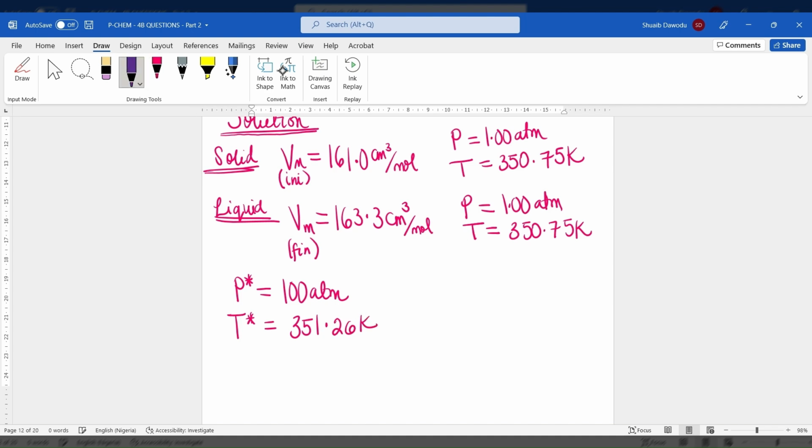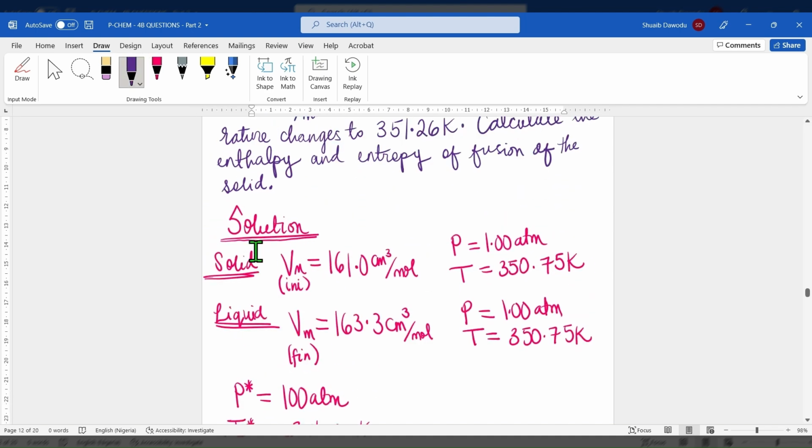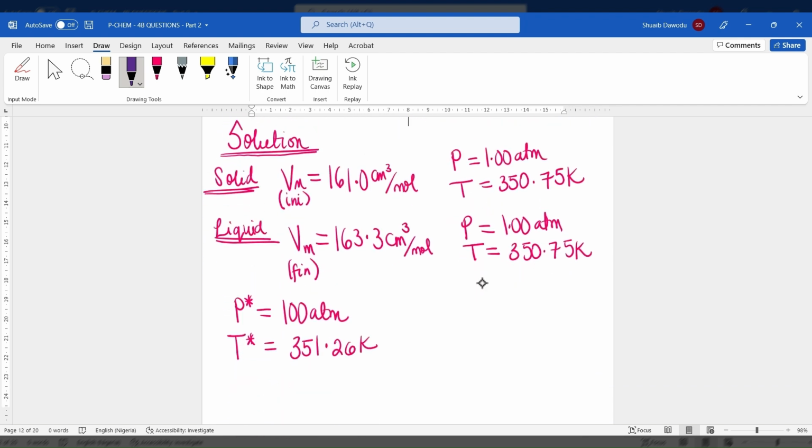Now we're asked to determine the enthalpy and entropy of fusion. So they want us to determine the change in enthalpy of fusion as well as the change in entropy of fusion. This is basically what we have.